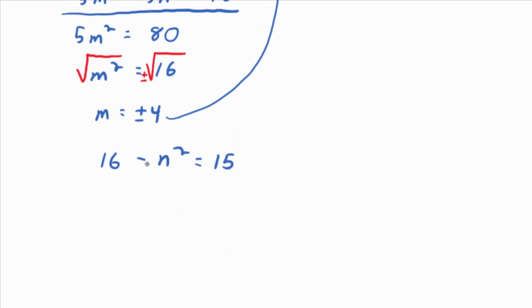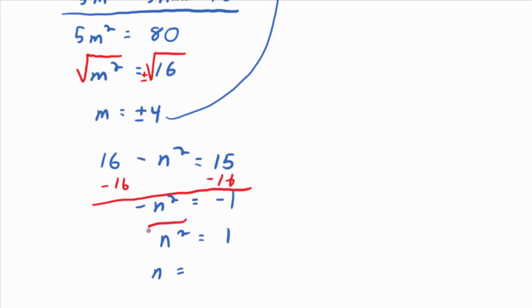What could you do to both sides? And then wouldn't that give you a negative 1 on the right side if you subtract 16 from both sides? But you multiply both sides by a negative, and you get n squared equals 1, which means n could be, there you go, plus or minus 1. So you get n is equal to plus or minus 1.